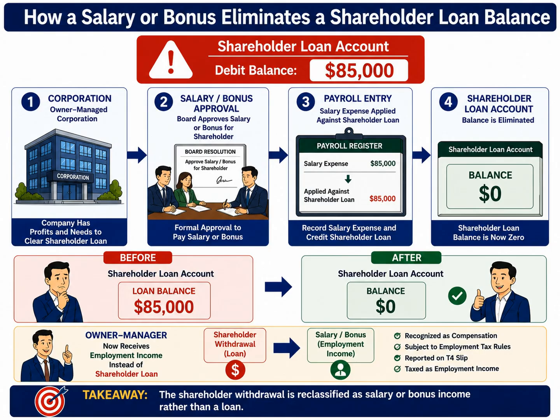The key takeaway is that a salary or bonus can eliminate a shareholder loan balance by converting the withdrawal into employment income. The loan disappears, but employment income takes its place, along with all of the tax and payroll consequences that come with salary compensation.